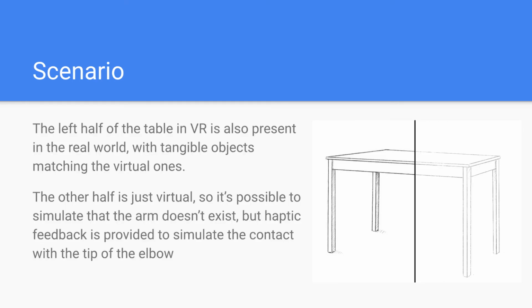In the scenario, we have a table, and half of the table is real in the real world, with tangible objects that can be touched. You also have your left arm complete, so if you look at your left arm in the VR, you can see the hands, the fingers. In the other half, there is also a table in the virtual environment, but not a real table. So if you try to touch it with your hand, you feel nothing. That's how we try to remove the limb sensation, if we can say it like that.